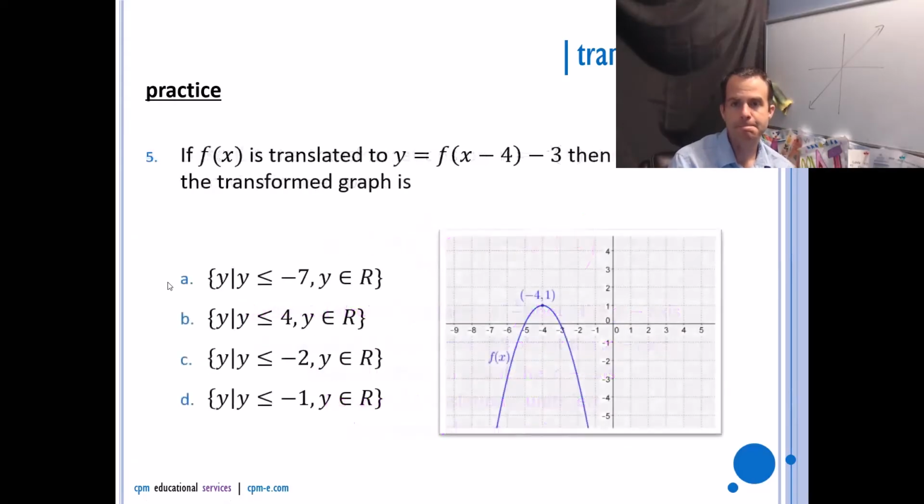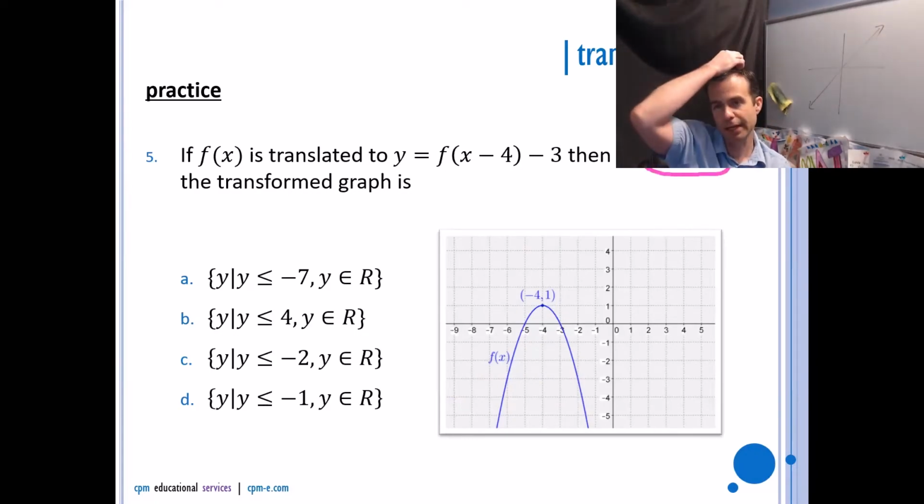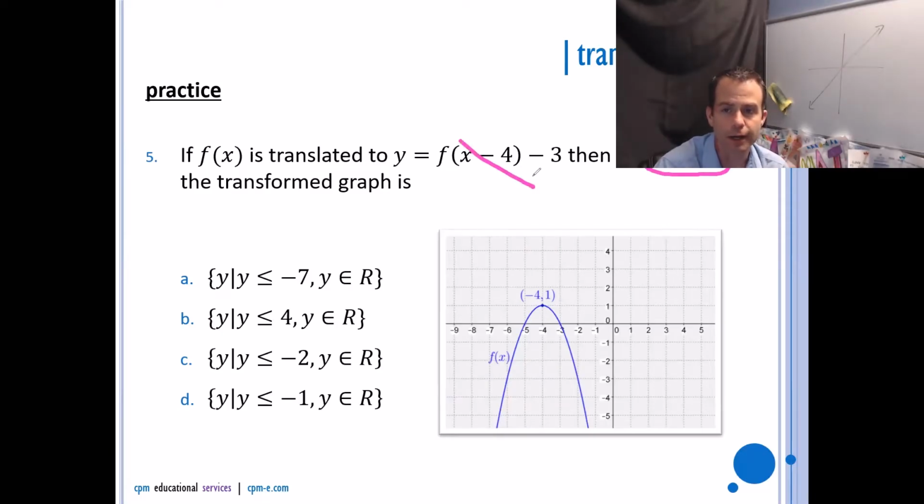Okay. If f of x is translated to y equals f of x minus 4 minus 3, then what is the range of the transformed graph? Well, here's what I need you to see right away. Let's play the multiple choice game here. I'm talking about range. Well, if I'm talking about range, I don't care about the x minus 4 at all, right? I only care that I'm moving this 3 down.